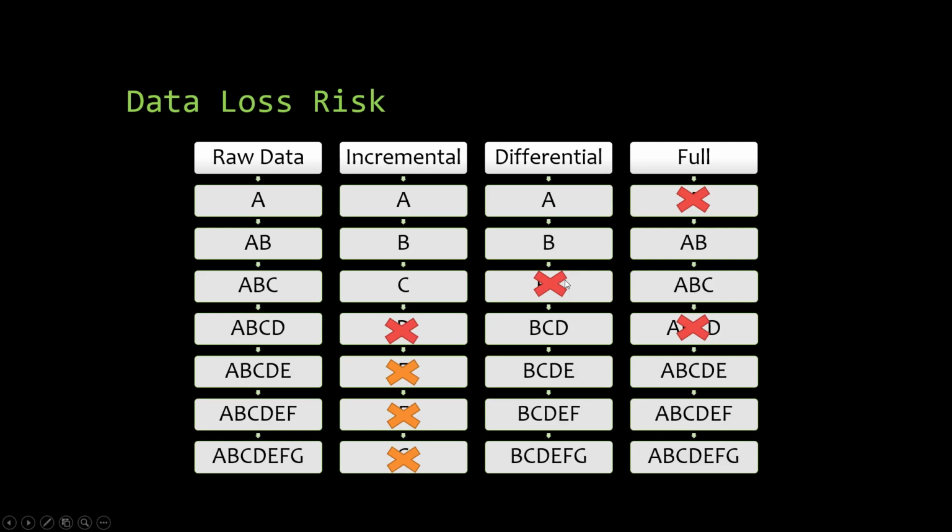With differential, the only thing you need is the full original backup as well as any one of the differential points. So if this one were to get lost, these would all still be usable. However, if the full were lost, all the differentials that came after it would be useless. This is why it's called differential, because it's taking a full backup and then it's taking the difference between now and that full backup. So the difference between A and ABCD is BCD. That's what it backs up, BCD.